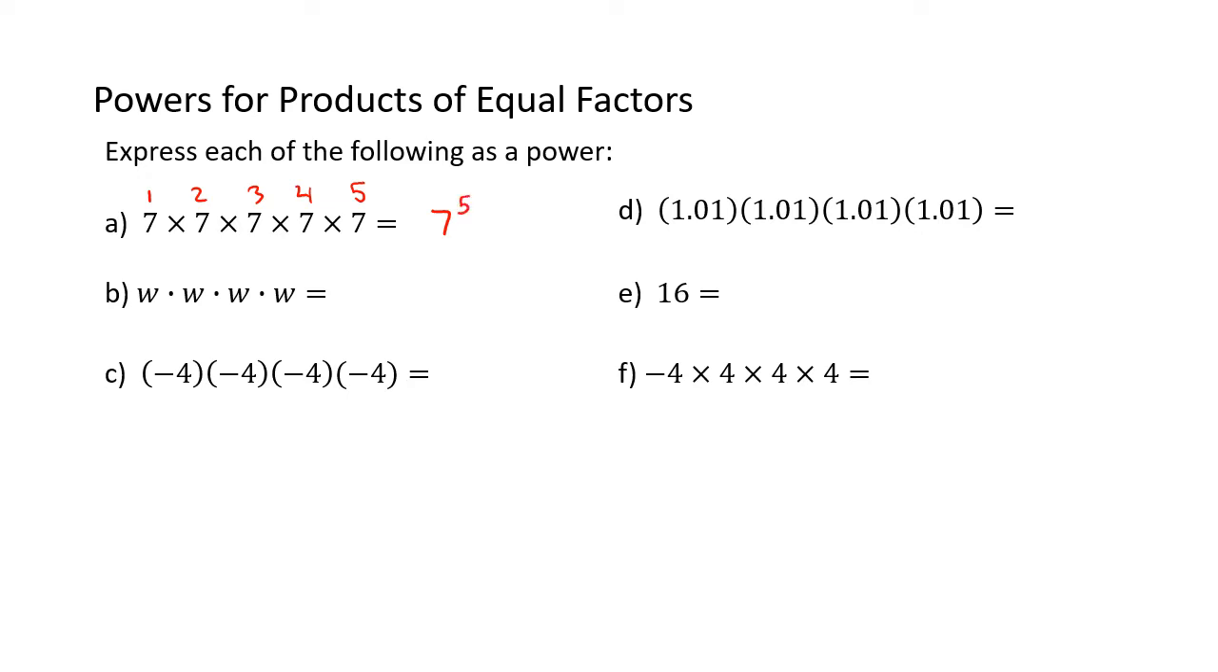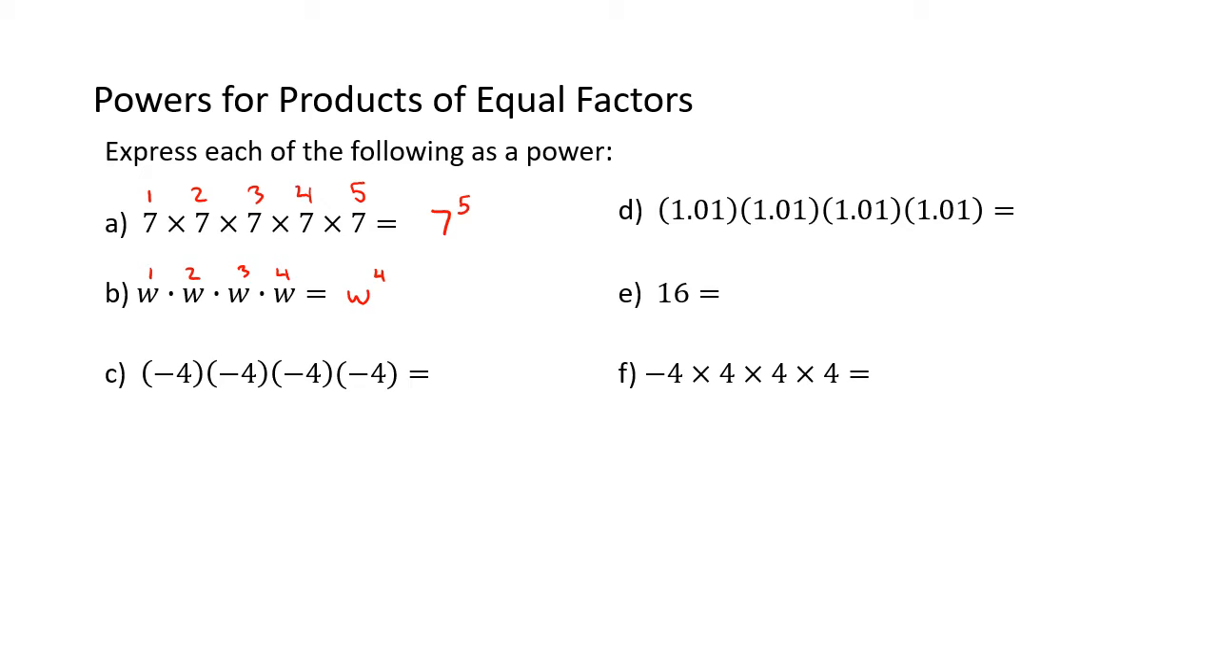In example B, it works the same way when you have an algebraic term, in this case W. So we have W times W times W times W, so 4 times. In this instance, it's all W, so the base is W. And again, if you count them, 1, 2, 3, and 4, the exponent is 4.